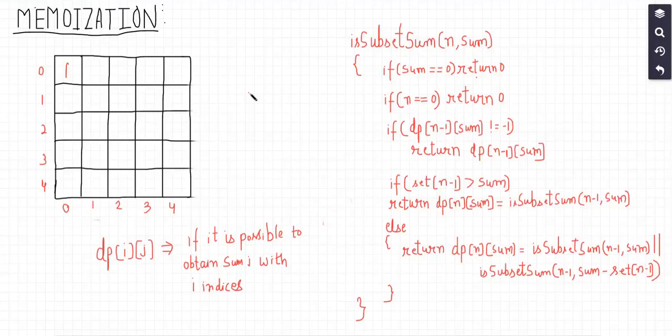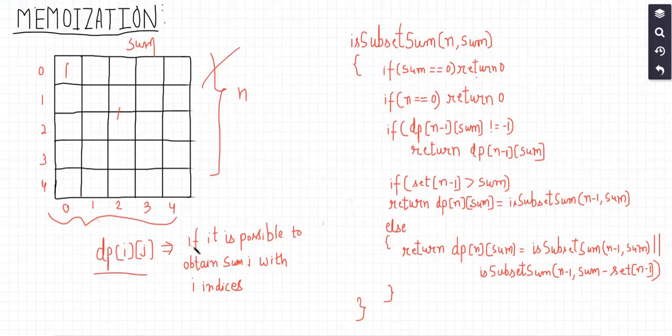So let's see how we can memoize this recursive code. Okay, so this is the recursive code. We are using a DP array of dimensions n cross sum. This dimension n is the number of elements in the array, while this dimension is the sum dimension, the target sum that we want to generate. And dp[i][j] is a boolean matrix containing 0 and 1, where 0 stands for a negative response and 1 stands for true. It says whether it is possible to obtain a sum j with i integers. That's what this dp array is saying.